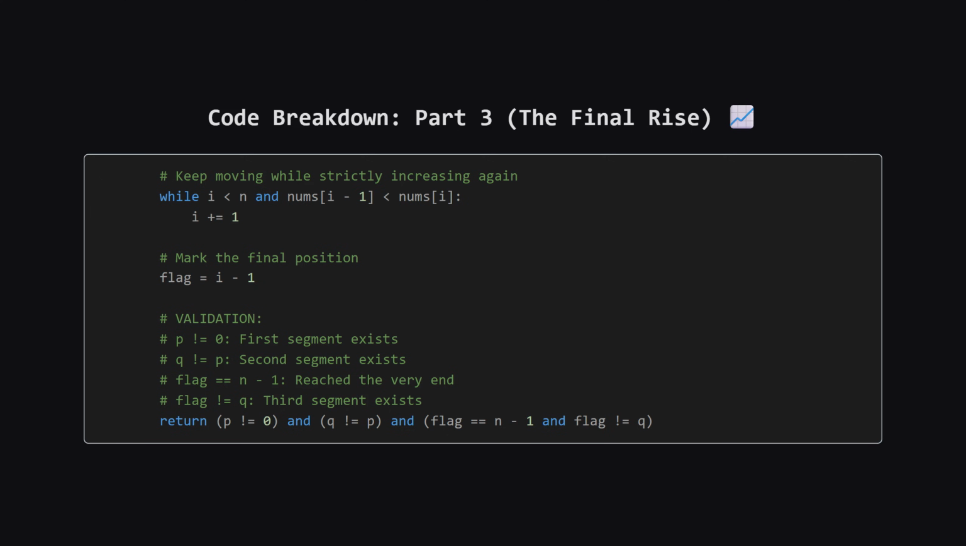Now comes the most important part, the validation. We need to check 4 things. 1. P is not 0, meaning the first increase actually happened. 2. Q is not equal to P, meaning the decrease actually happened. 3. Flag equals n-1, meaning we successfully climbed all the way to the end of the list. And 4. Flag is not equal to Q, meaning the final increase wasn't empty. If all these are true, it's a trionic array.